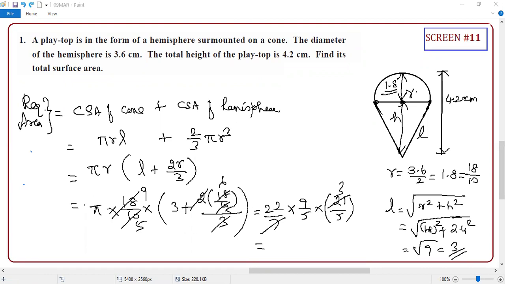No one is doing. I will do that, student. 22 into 27 divided by 25. Guys, the answer is 23.76. What is the unit I have to put? Anyone can tell me. What is the unit? It is an area. Area means what? Centimeter square. Okay.